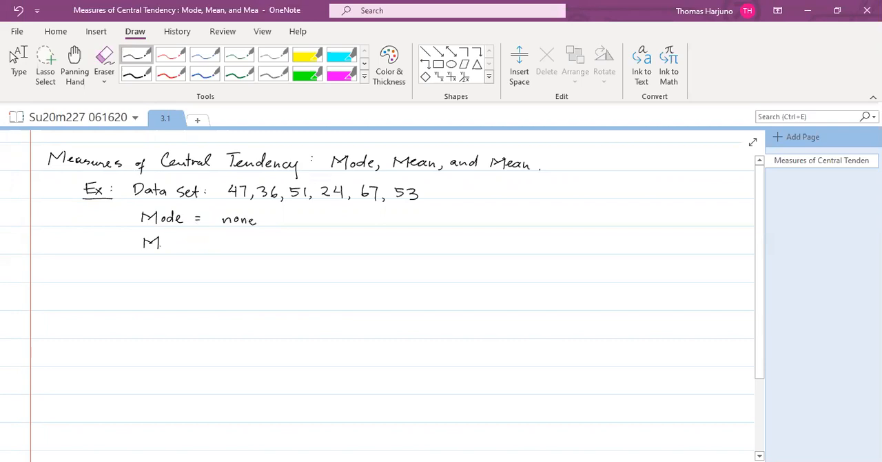For the median, we need to put them in order first. If I put that in order, that's 24, 36, then 47, 51, 53, 67. So the median will be between these two numbers. Don't forget, because it's between two numbers, I need to write it as the midpoint of those two numbers. I have to write it this way: 47 plus 51 over 2. That's 98 over 2, so that's 49.